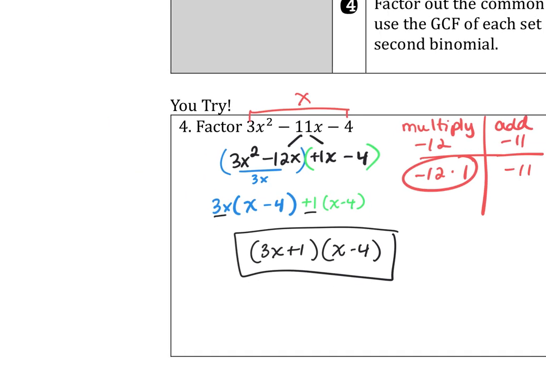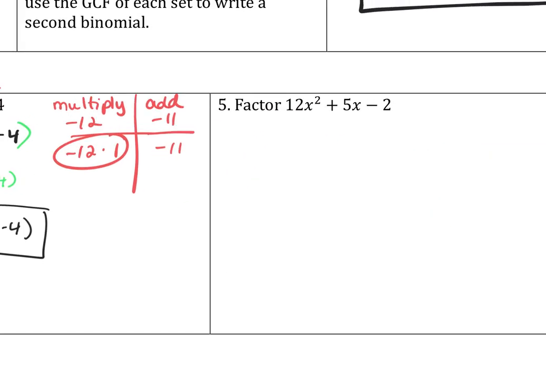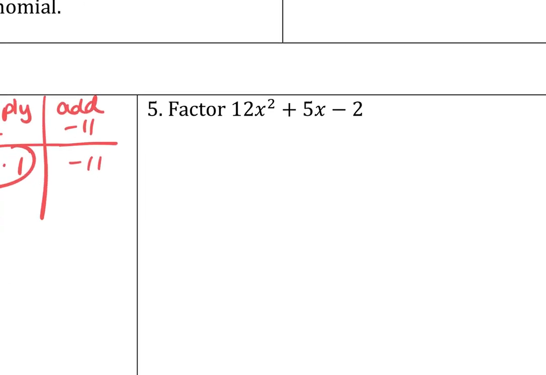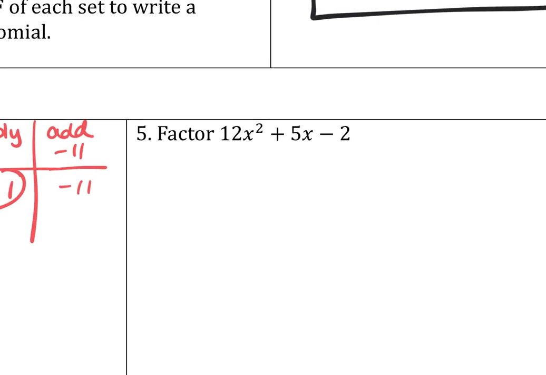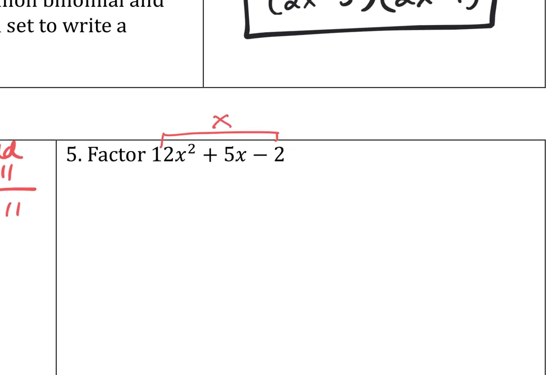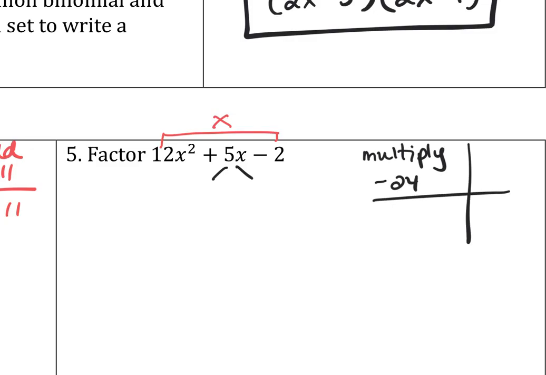Okay, last one, and then you guys can start your practice. So you've got 12x squared plus 5x minus 2. Again, the leading coefficient is greater than 1. We're going to use that AC method to figure out what combinations we need to use to rewrite this middle term. So 12 times -2, they need to multiply to -24, but add to 5.